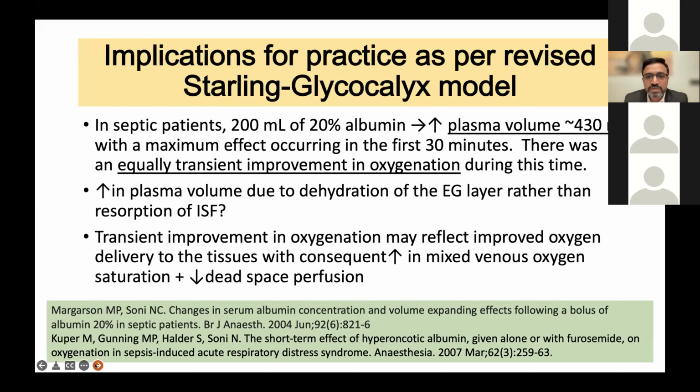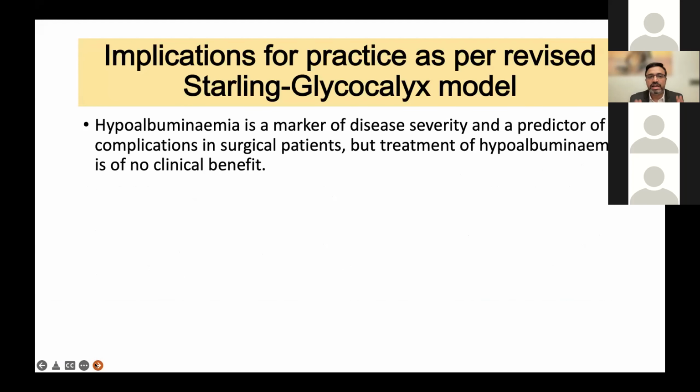Right. So what explains the transient improvement in oxygenation with albumin? What is postulated is that the plasma volume will increase because of dehydration of the endothelial glycocalyx layer rather than the reabsorption of interstitial fluid. And the transient improvement in oxygenation may actually reflect improved oxygen delivery to the tissue. That increased oxygen delivery will lead to increased mixed venous oxygen saturation and decreased dead space perfusion. So it is not drawing of fluid from the interstitium, it's just dehydration of the endothelial glycocalyx layer, which is caused by albumin. So effectively, we should look at albumin as a marker of disease severity and predictor of complication. But the treatment of hypoalbuminemia by giving hyperoncotic albumin has no clinical benefit, as is shown by this model.